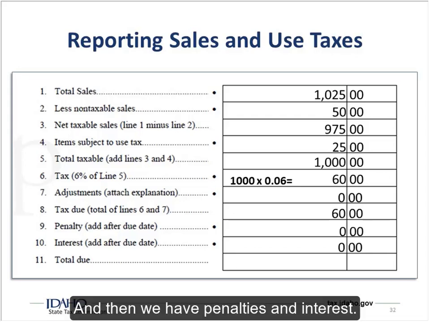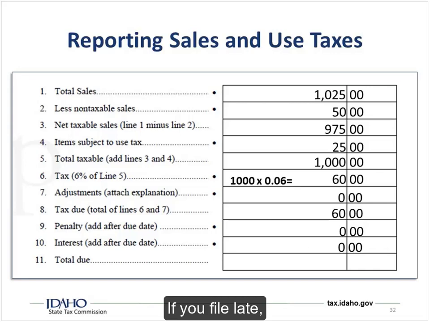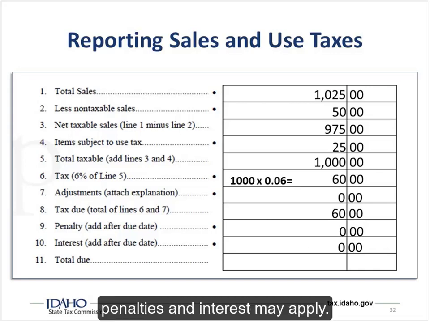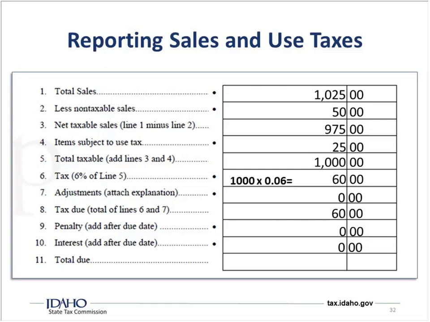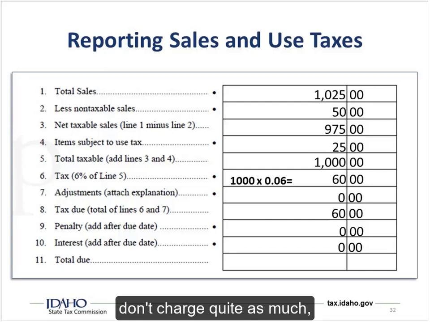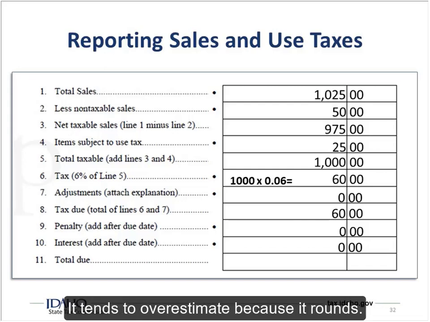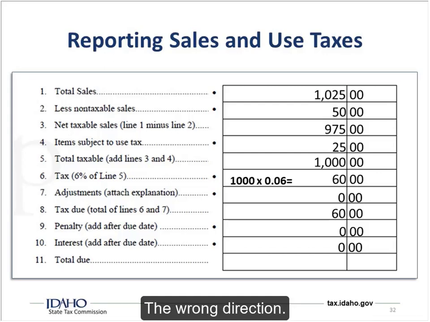And then we have penalties and interest. So if you file late, penalties and interest may apply. We suggest you file the return without including P&I and just let us calculate it for you. Our calculations tend to be more accurate than if you're using Sage or QuickBooks or something like that. More accurate meaning we usually don't charge quite as much, so it's to your benefit to do it that way. And the same is true of the penalty and interest calculator we have on our website. It tends to overestimate because it rounds the wrong direction in reality. We don't do rounding when we do the calculation, so it's an accurate number.